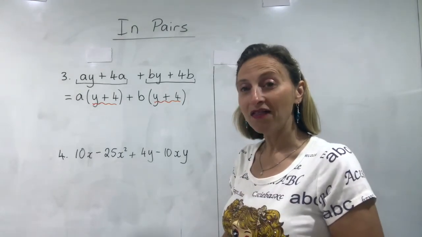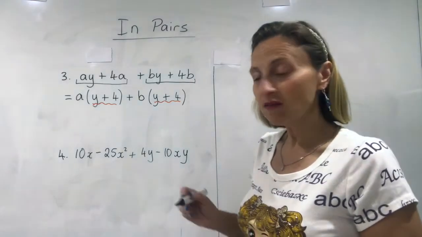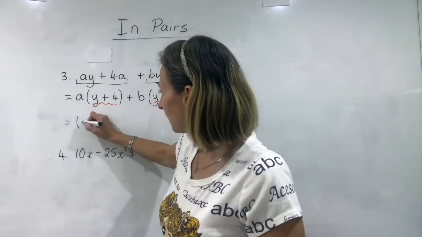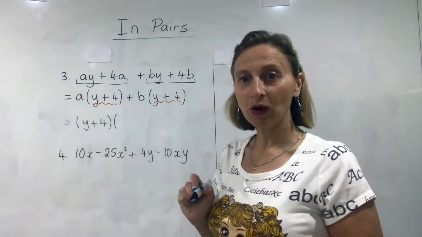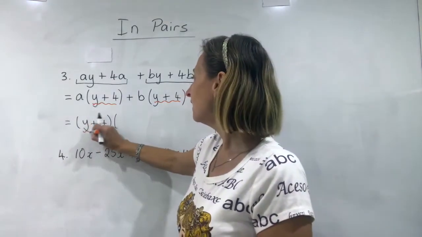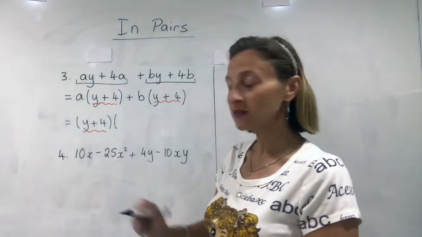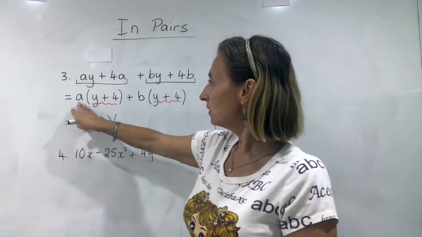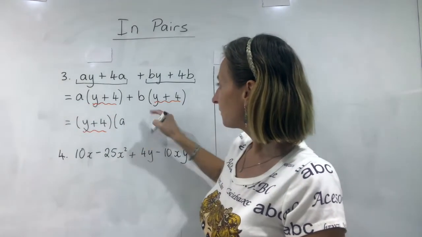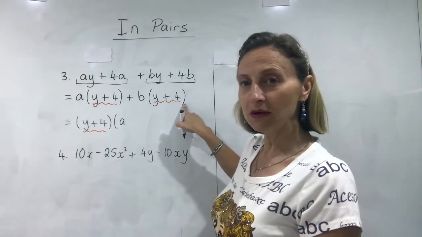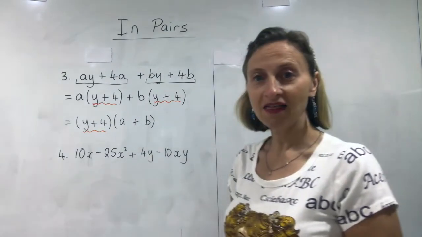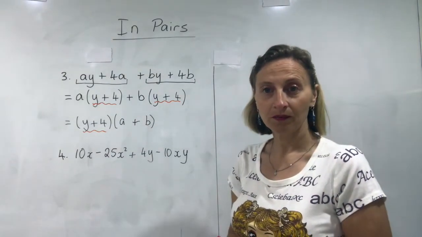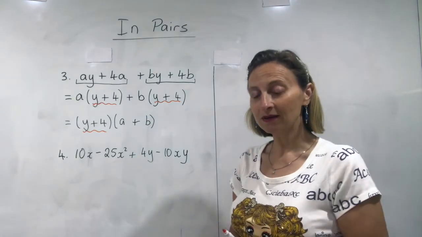That's really good, and that's what we're looking for. Once I have a y plus 4 in common, there's only one line left, and I've really just got to take out the y plus 4 that's in common and then write down whatever's left. If I took out the y plus 4, I'm left with an a. If I take out the y plus 4 from here, then I'm left with a b. And that's all I need to do. Let's have a look at the second one.